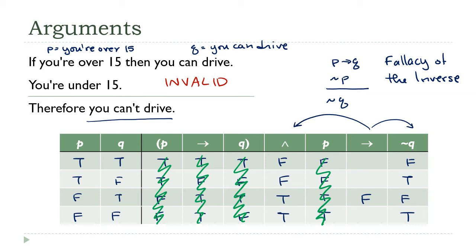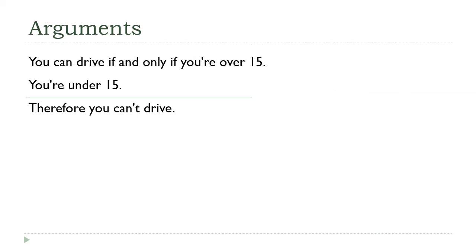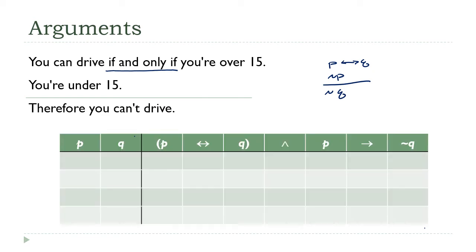Okay, so let's try this again. This is almost the same thing. I just made one change. I changed it from if to if and only if. Let's see what that does. Now I'm going to use the same P's and Q's. So this will be P if and only if Q, not P, therefore not Q. And here I've got the setup so we can do our truth table. You notice this is the first premise, this is the second, and this is the conclusion.